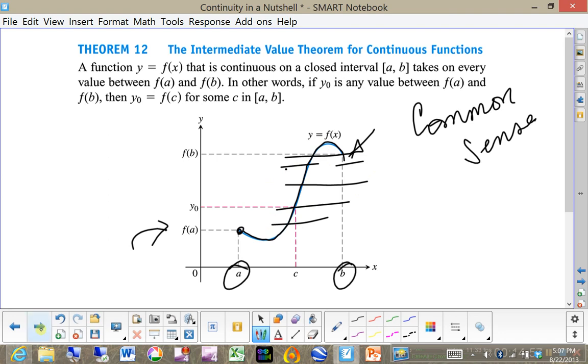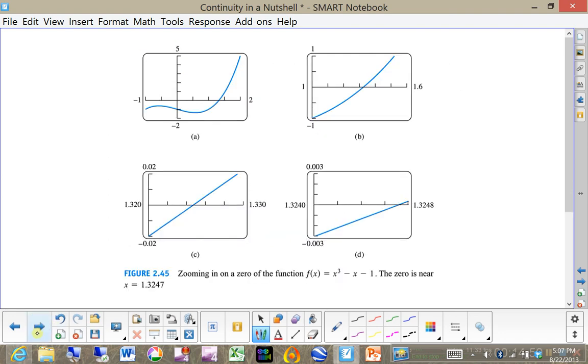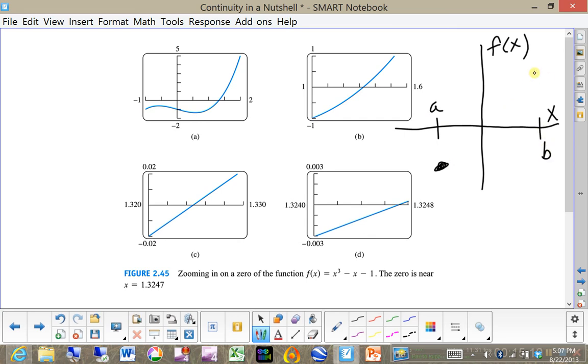And one practical thing that occurs very often: we have to find zeros of functions. And if you knew that a function was below the x-axis at a certain point a, and at another point b it's above the x-axis, and you know it's continuous, you know that it has to cross the x-axis at least at one point.